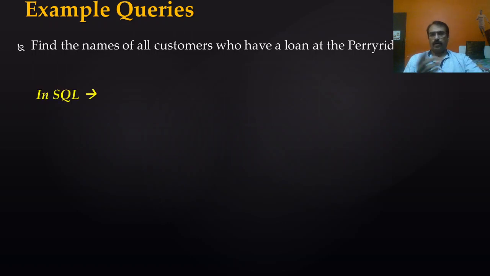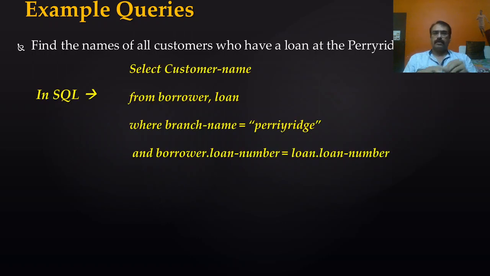Okay. So what way are we going to write it in SQL? Select customer name from borrower comma loan where branch name is equal to Perry Ridge, and borrower dot loan number should be equal to loan number. This is the implicit equivalence condition we will have to implement because we are using more than one relation in the from clause. In the from clause, if you are using more than one relation, we must have an equivalence condition which will join the two relations.